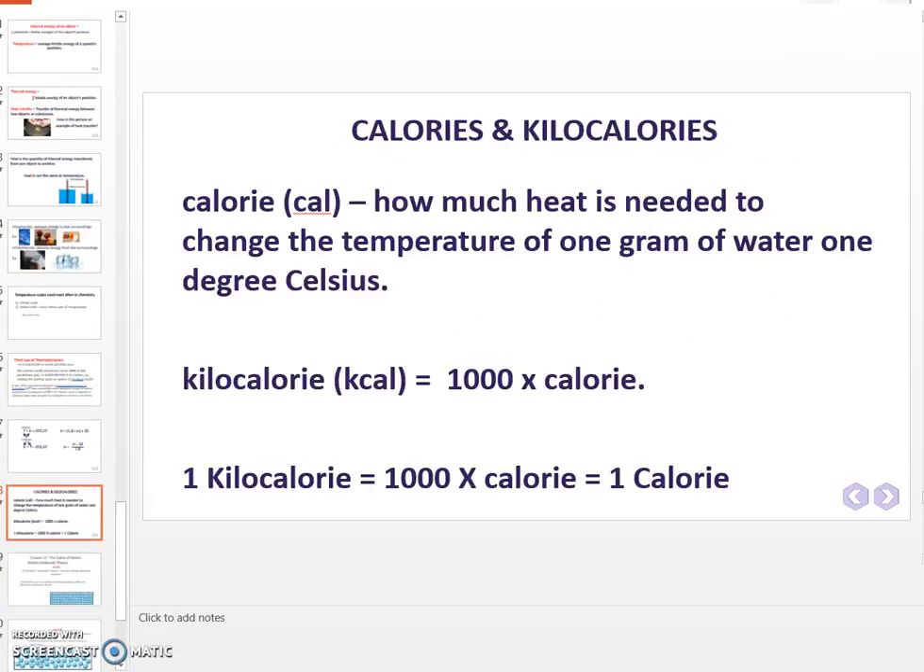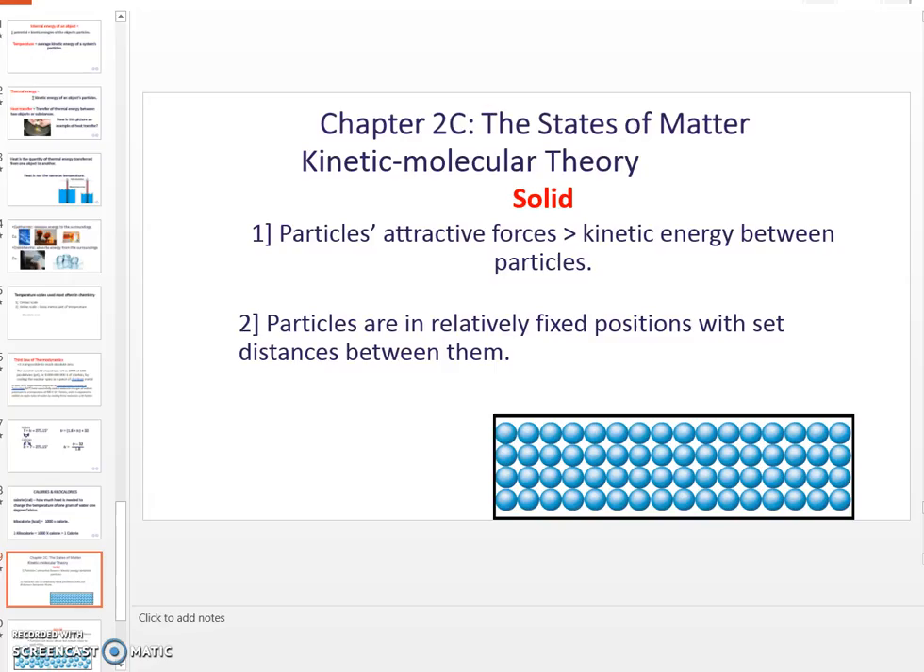Calories and kilocalories. Basically, a calorie is how much heat is needed to change the temperature of a gram of water 1 degree Celsius. A kilocalorie is 1,000 of those small calories, which is one big C Calorie, which is what you see on the side of soda cans, cereal boxes, things like that.